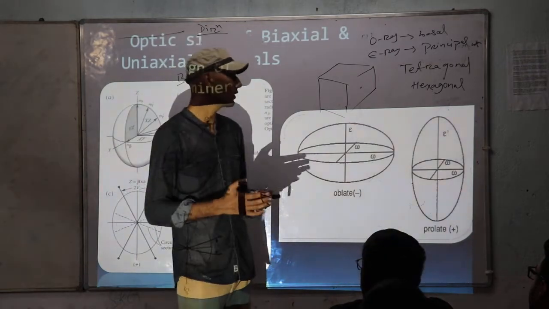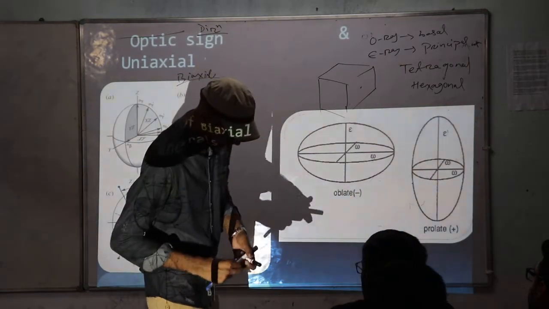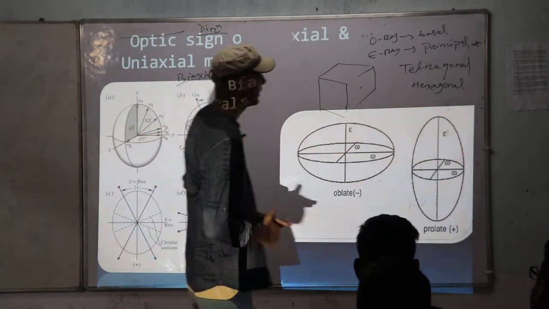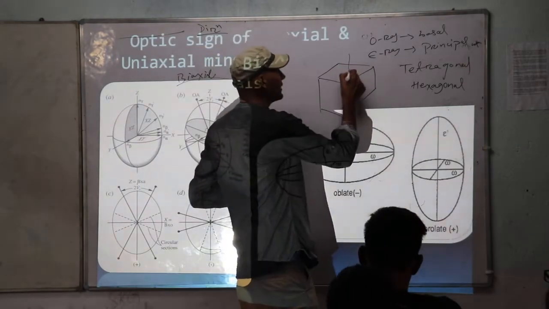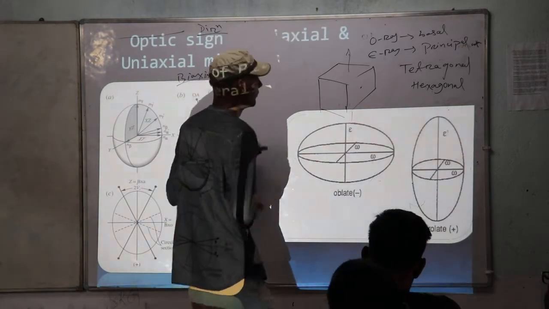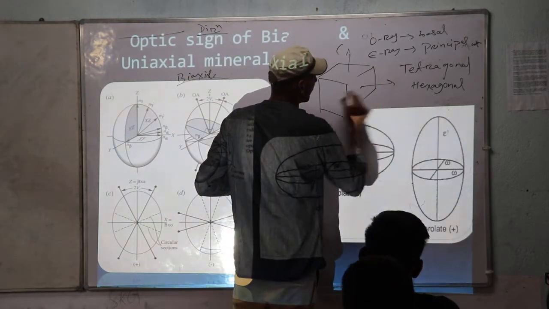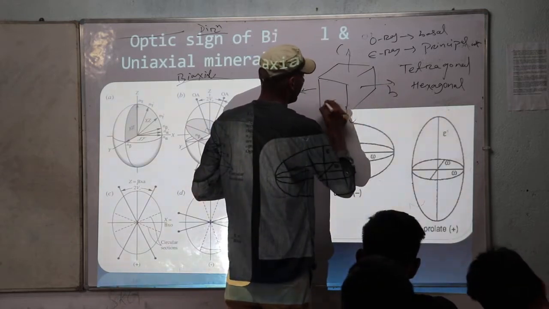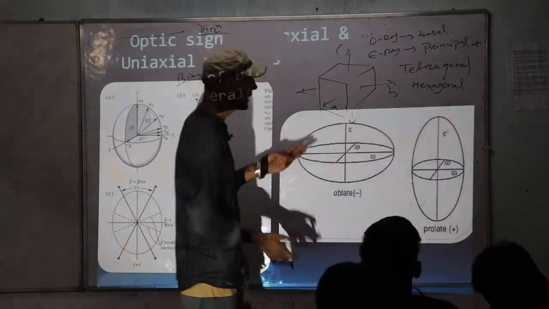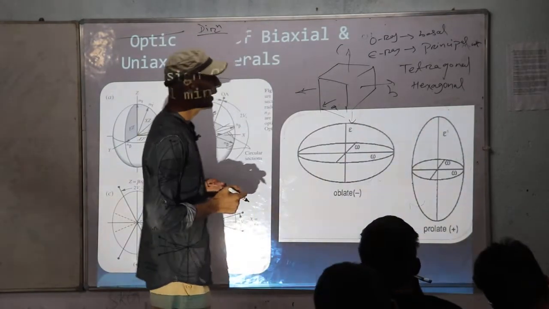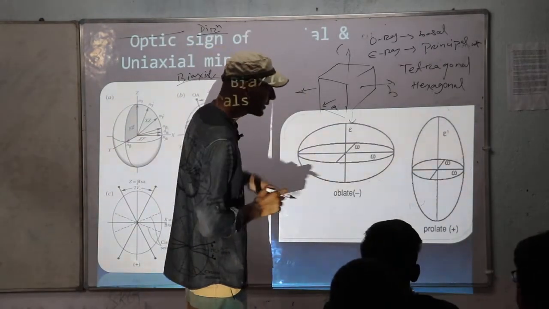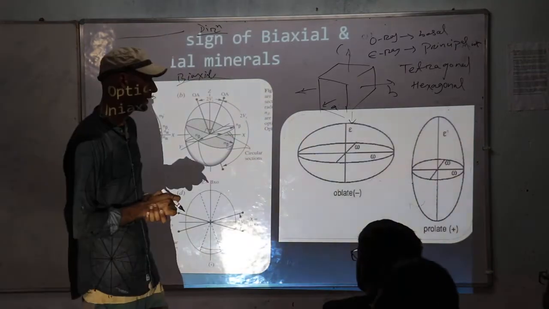Each indicatrix section is circular in case of isotropic mineral. Now talking about uniaxial, for tetragonal and hexagonal, what will happen? Here it is the C axis, this is B and A, right? So if O ray enters the mineral and tends to vibrate, it should vibrate perpendicular to the optic axis, or it should vibrate in the basal section when talking about uniaxial mineral.